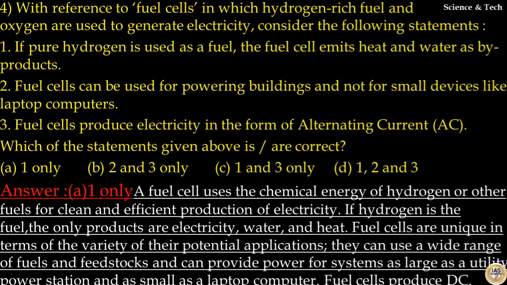Fuel cells are unique in terms of variety of their potential applications. They can use a wide range of fuels and feedstocks and can provide power for systems as large as a utility power station and as small as laptop computers. Hence, statement 2 is incorrect. Fuel cells produce direct current. Hence, statement 3 is incorrect. So our answer to this question is option A.